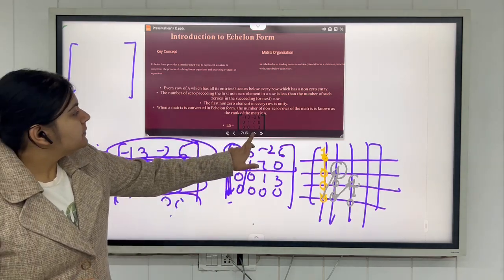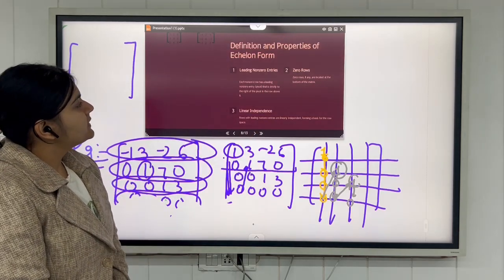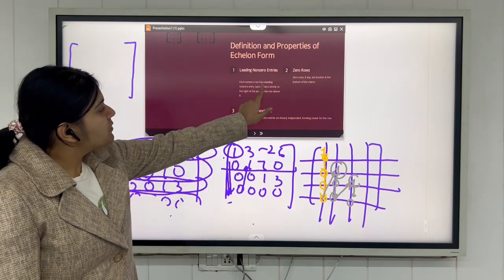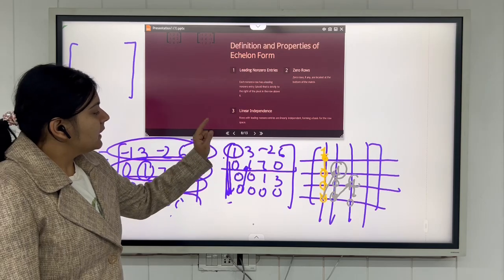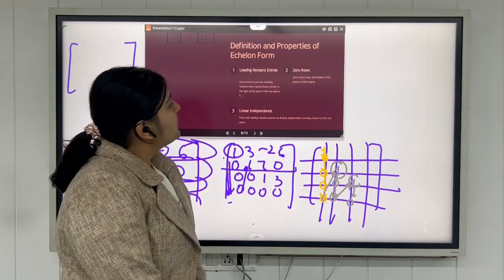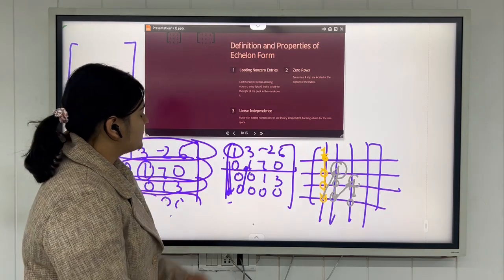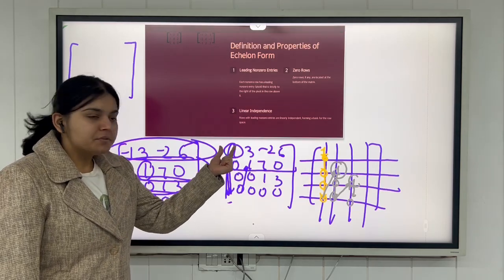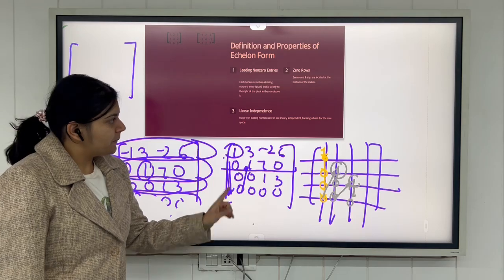Now you can see these are the properties of the echelon form, which say that the leading non-zero entry, the pivot element, is strictly to the right of the pivot in the row above. Strictly right means that this first element should always be 1. The second property says that zero rows are located at the bottom of the matrix. Similarly, if the first element of the first row is 1, then its preceding elements must be 0, right?